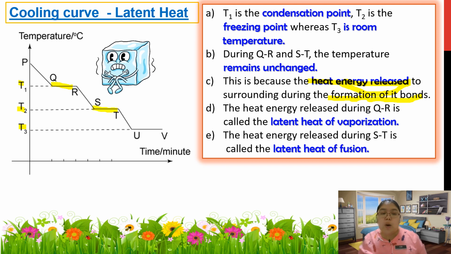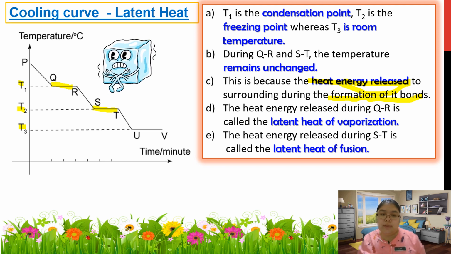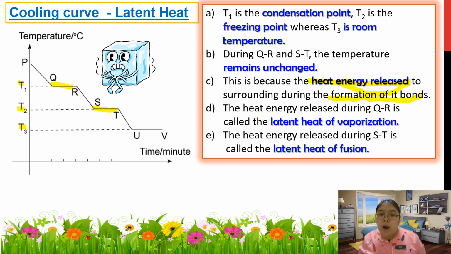S to T also is releasing, but the name should be the same, latent heat of fusion. So this is why the temperature stays constant although the heat is provided, because they want to release the heat to join back the bonds. So that's why the temperature stays constant. In this situation, they're just using the heat to join back the bonds, then become the chain and another phase.